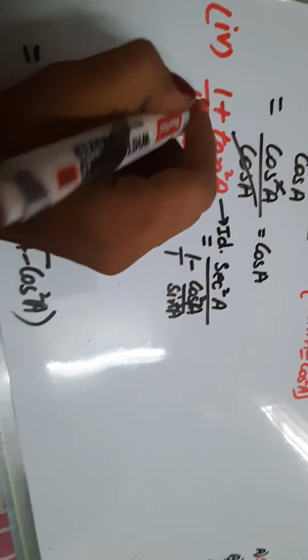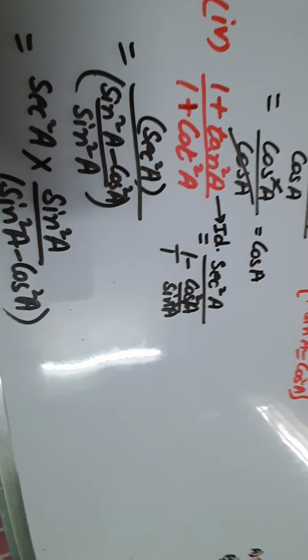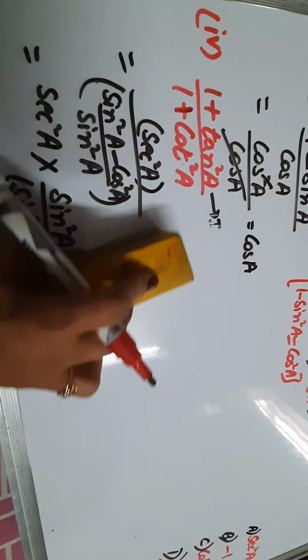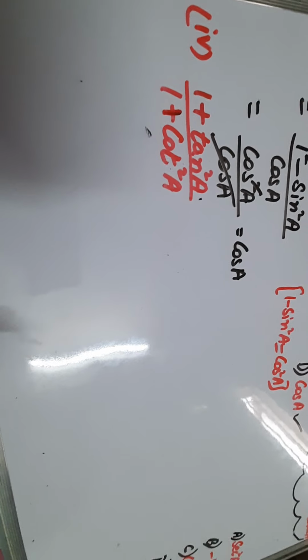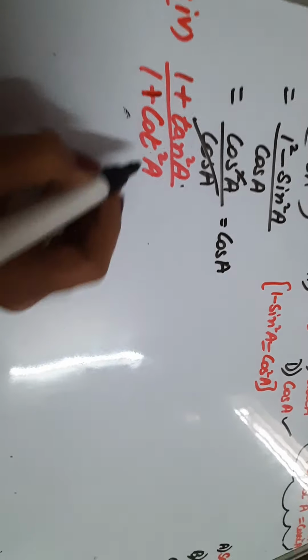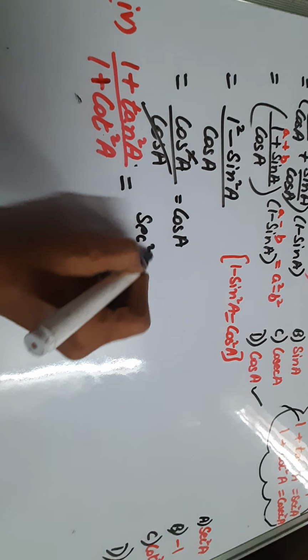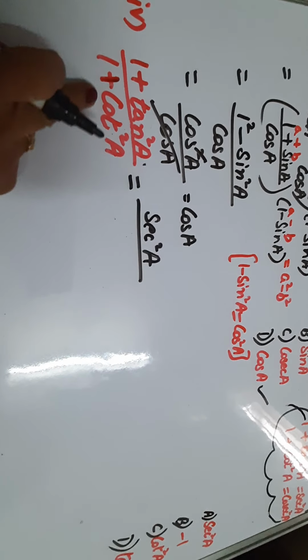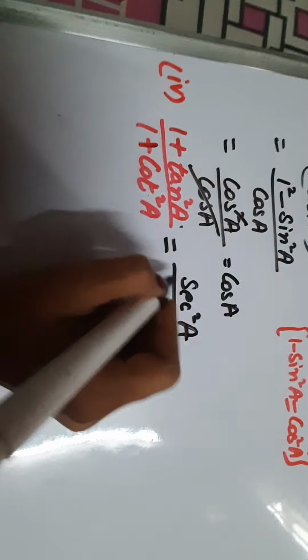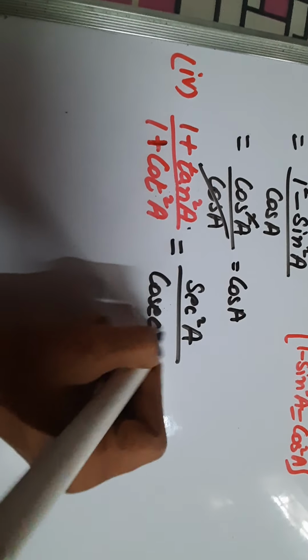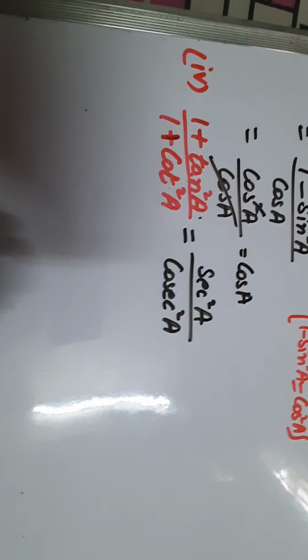I have made a mistake, dear students. Here the plus sign is there only, so no need to move with these steps. We can apply the direct identities. As I told you, whenever the square is there, we can use the direct identity. 1 plus tan square can be written as secant square, and because the plus sign is there, we can replace 1 plus cot square by cosecant square. So in this way we can directly apply the identities.